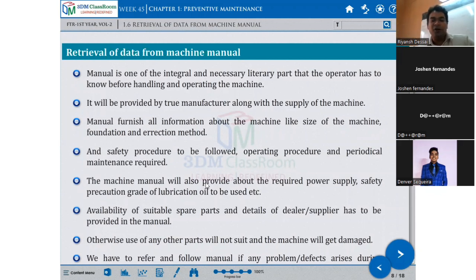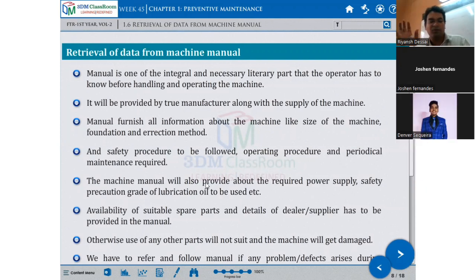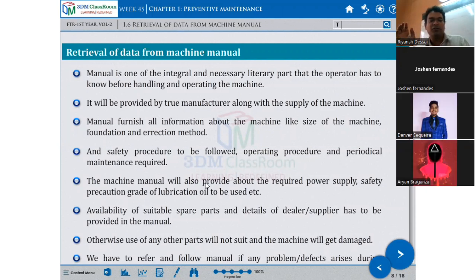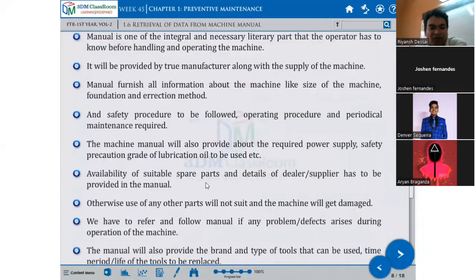Availability of suitable spare parts and details of the dealer or supplier have to be provided in the manual. I mean, if some spare is required, there should be availability of the machine company's spare, otherwise the use of other parts will not suit and the machine will get damaged. There is a genuine part.